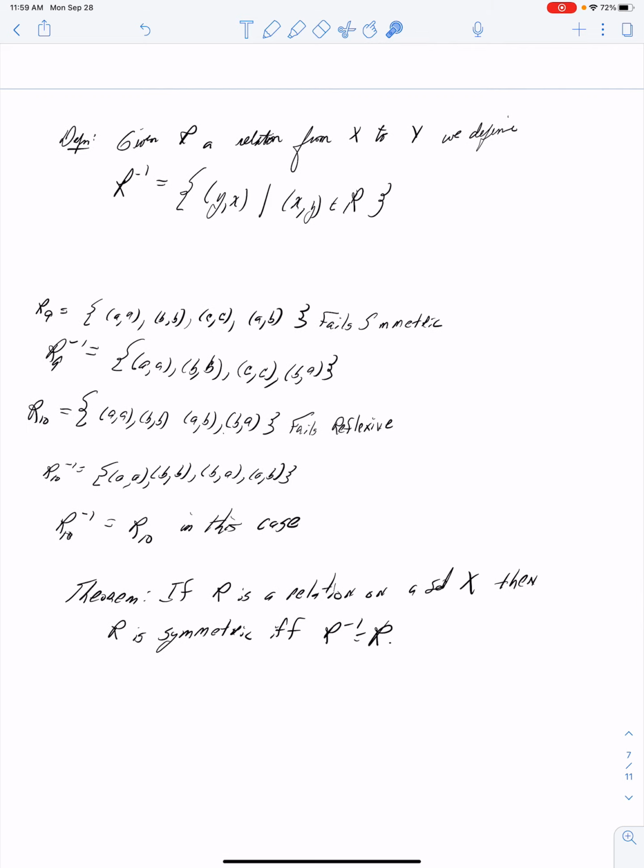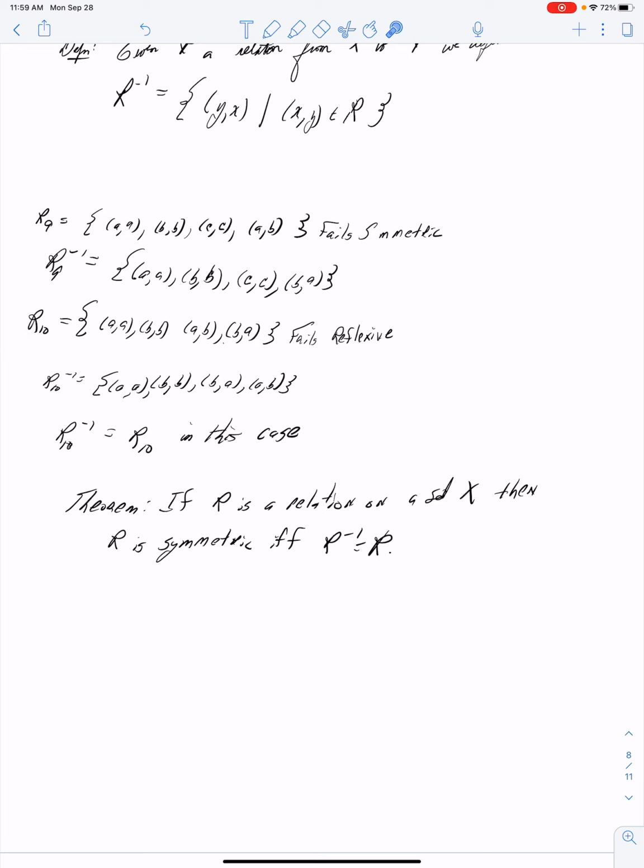So what is R9 inverse? Well, I take the ordered pair AA and flip it. That just gives me AA. BB, I flip it. That just gives me BB. CC, I flip it. That just gives me CC. And here's where it's different. If I have AB, then I have BA in the inverse.